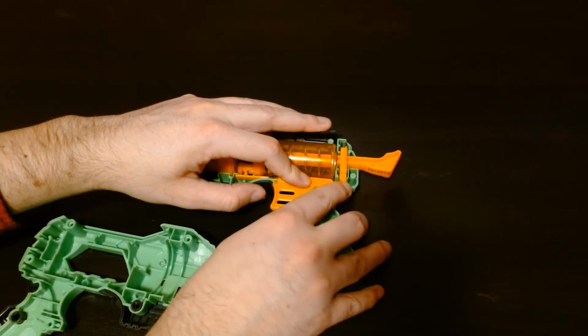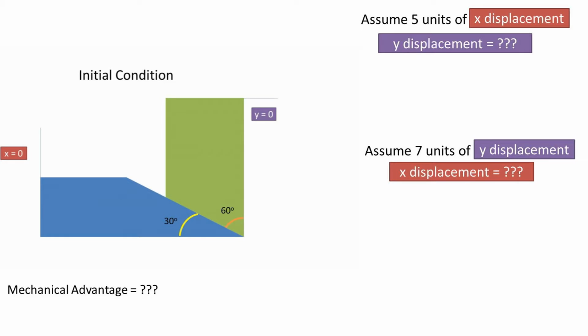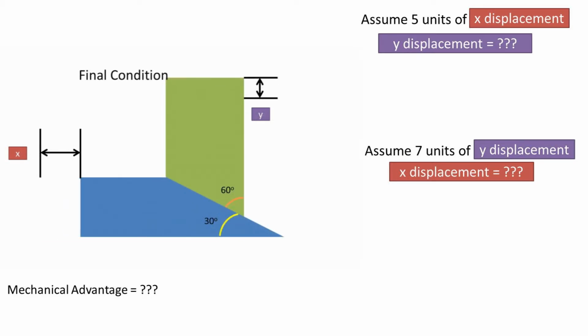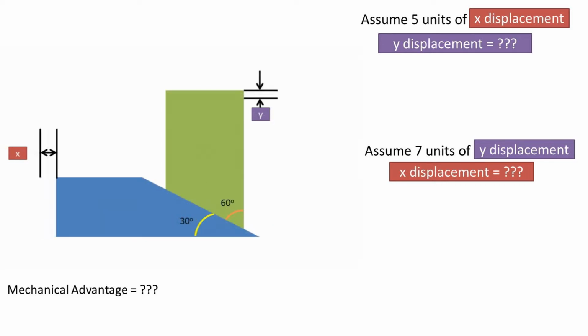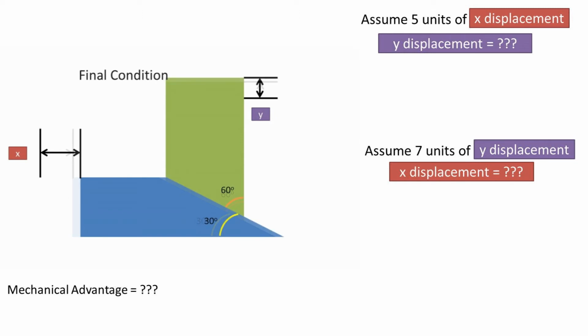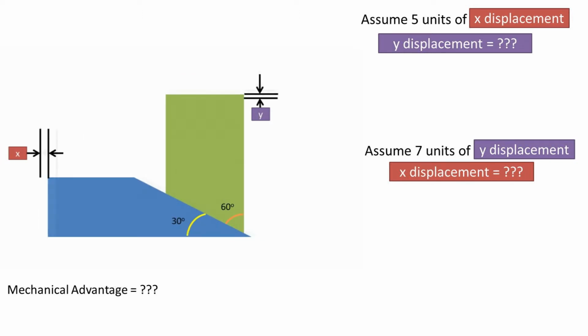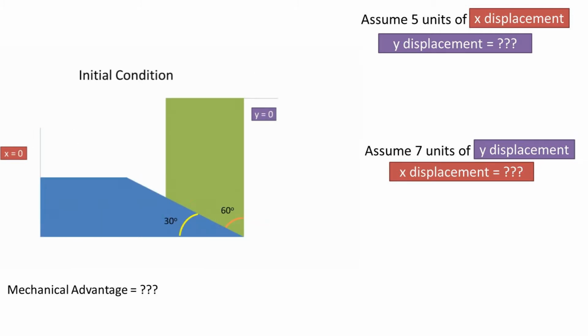During the teardown of the foam dart gun, I got to thinking about mating wedges. In this problem, we have a 30-degree wedge that mates to a 60-degree wedge, and we want to find the x and y displacement for the x displacement of 5 and the y displacement of 7. And we also want to find the mechanical advantage of this wedge system. How do we go about solving this one?